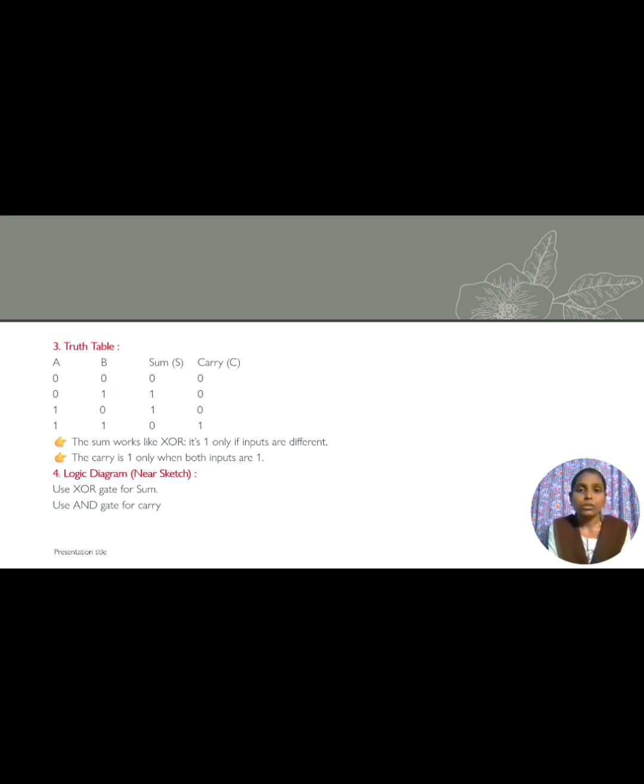0, 0: sum 0, carry 0. 0, 1: sum 1, carry 0. 1, 0: sum 1, carry 0. 1, 1: sum 0, carry 1. The sum works like XOR. It's 1 only if the inputs are different. The carry is 1 only when both inputs are 1. Step 4, logic diagram with neat sketch. Use an XOR gate for sum. Use an AND gate for carry.